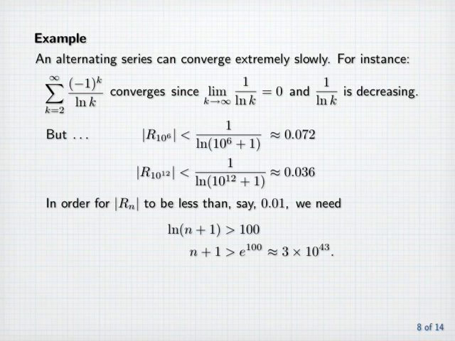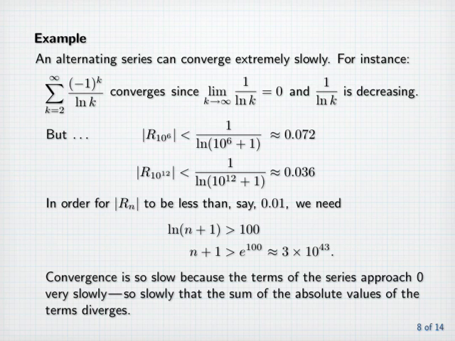Now convergence is so slow here because the terms of the series approach zero very slowly, so slowly that the sum of the absolute values of the terms diverges. In other words, it's only the alternating nature of the series that allows it to converge.